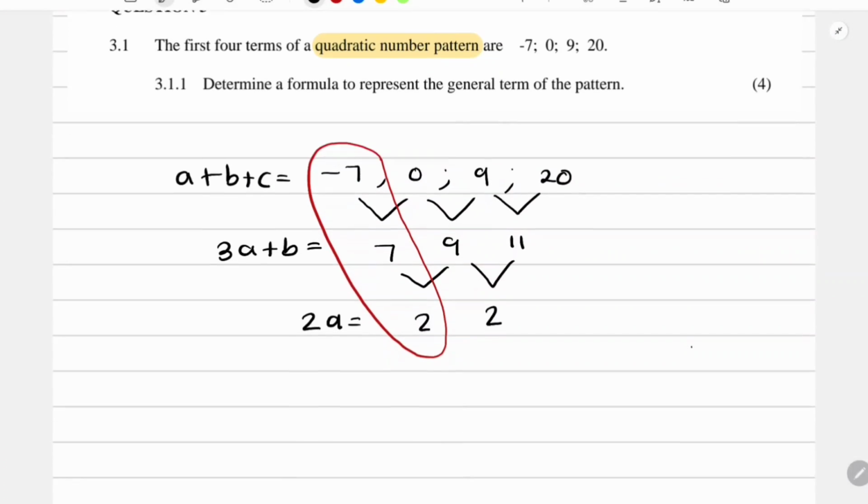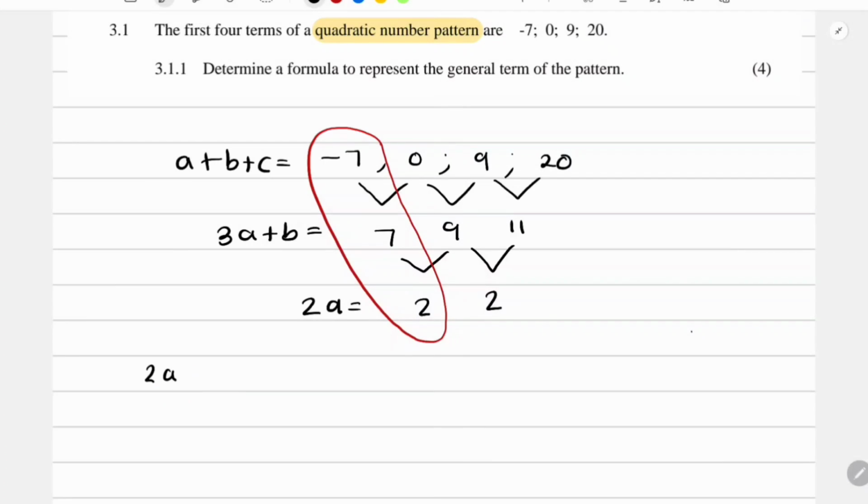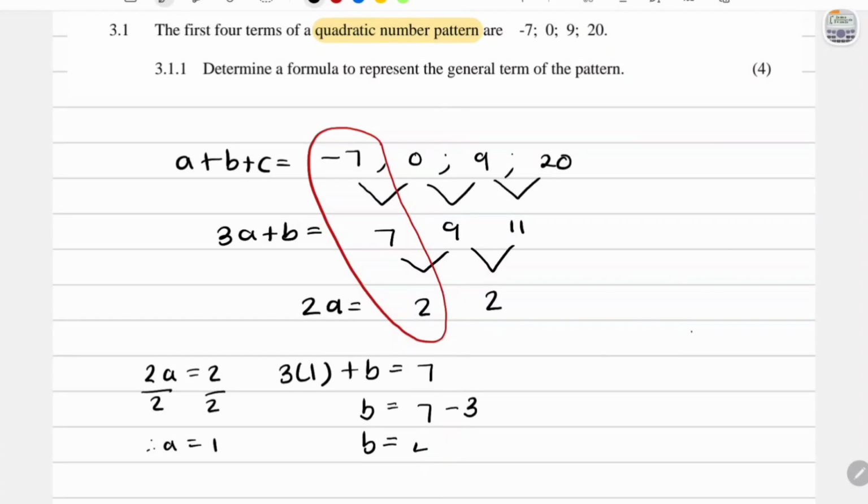And then to find the value of a, we're just going to say that 2a is equal to 2. To find a, we finally just divide both sides by 2. And so it means that a is equal to 1. And then to find b, it is 3a plus b. But we know that a is 1. So we're going to substitute 1 in place of a. Then plus b is equal to 7. Then 3 times 1 is 3. So I'm just going to start with the b. So b is equal to, we still have the 7 here. Since 3 times 1 is 3, we take that 3 over and it becomes a -3. And so b is equal to 4.